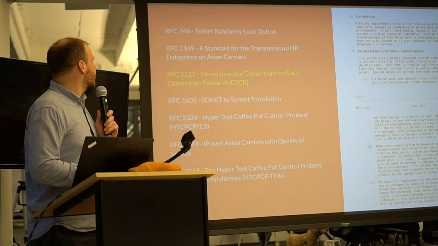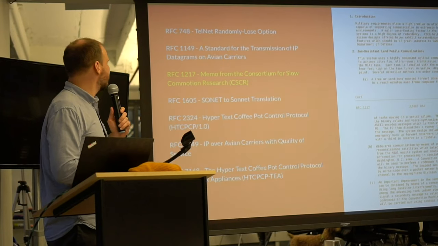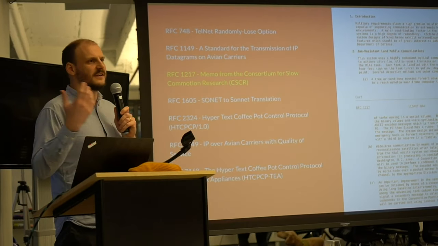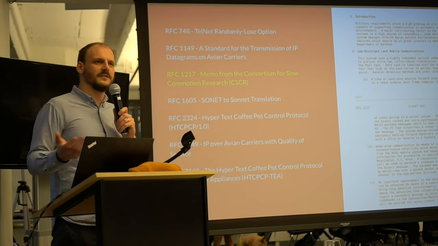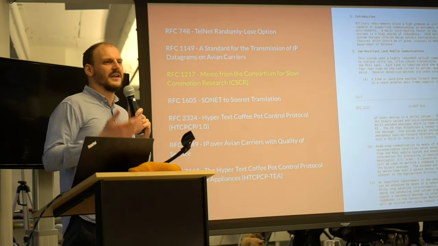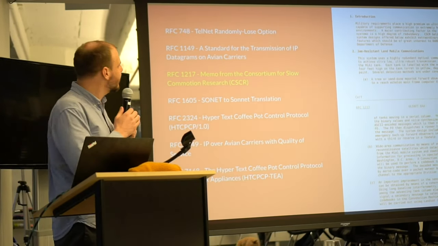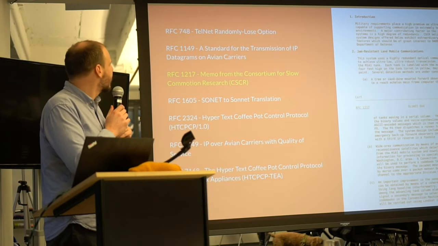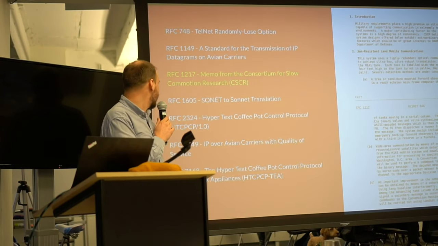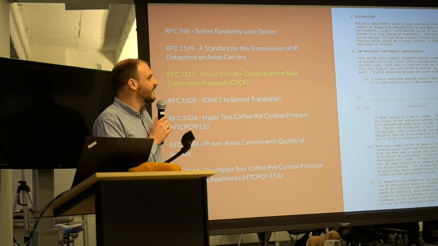Some other RFCs that came out over the following years, also all in April, I might say at the very, very beginning of April, RFC 748 was Telnet randomly lose. This engineer found out that some of the services that he would Telnet into would sometimes randomly lose information that he was sending them. And he was like, oh, this isn't good. I could use a feature flag to tell me when their server is going to randomly lose my information. So he codified it into an RFC. And that started a tradition that was followed in a lot of these other ones. The transmission of IP datagrams on avian carriers, which was eventually updated in the IP over avian carriers with quality of service. Backflow, yeah.